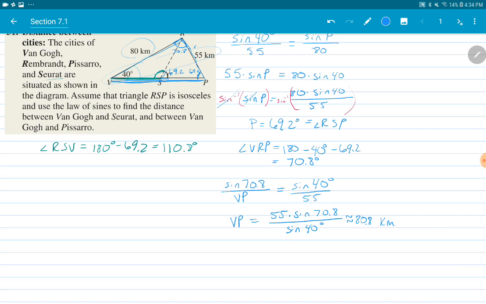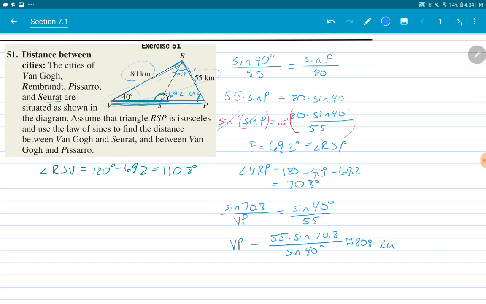Okay, so we got one of our answers. We assumed this triangle is isosceles and used the law of sines to find the distance between Van Gogh and Seurat, and between Van Gogh and Pissarro. We found Van Gogh and Pissarro in blue. So there's your answer here.